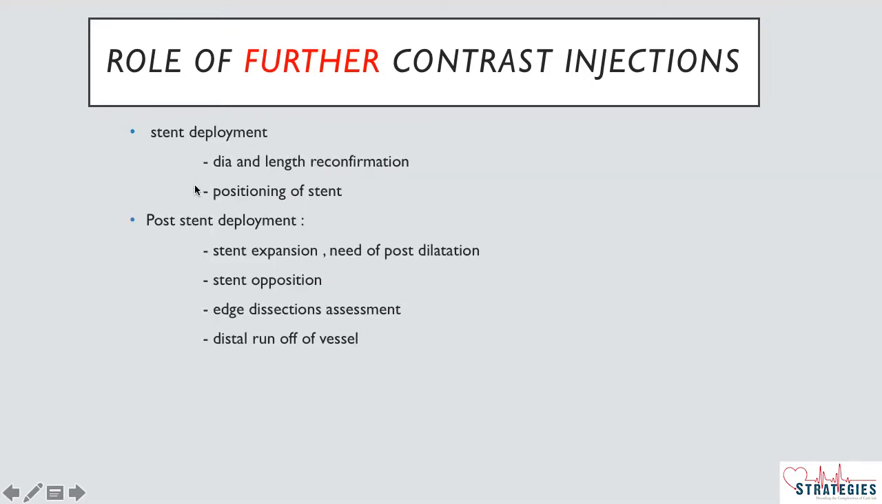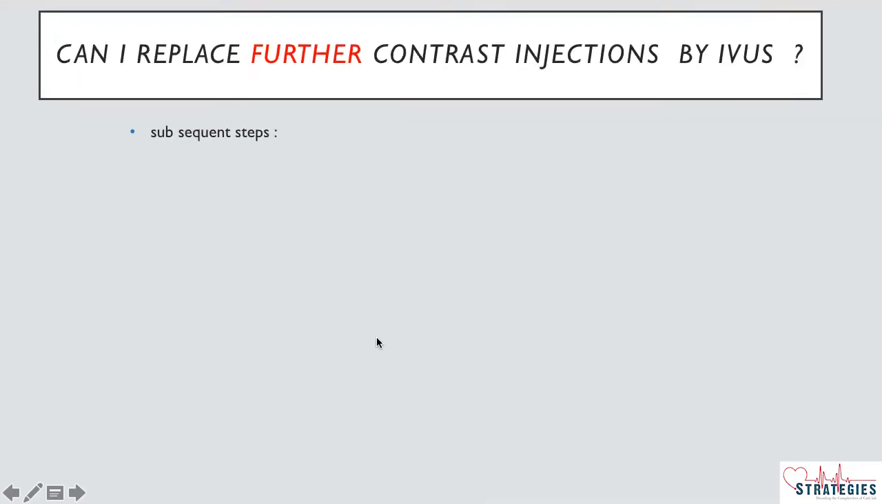And stent deployment. During stent deployment, that is the position of the stent as well as selection of diameter and length of the stent. And after stent deployment, to know stent expansion and the need for post-dilatation, and edge dissection assessment, and distal runoff of the vessel. So these are the issues which we would like to assess with in-between injections. But can we replace all these injections with IVUS?